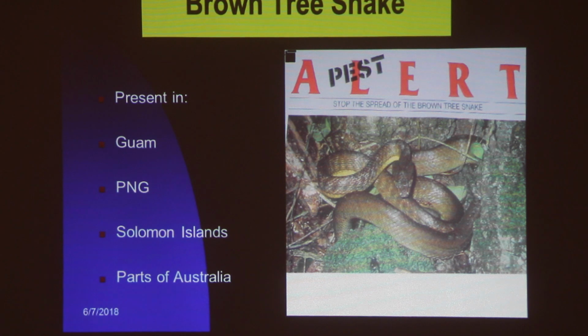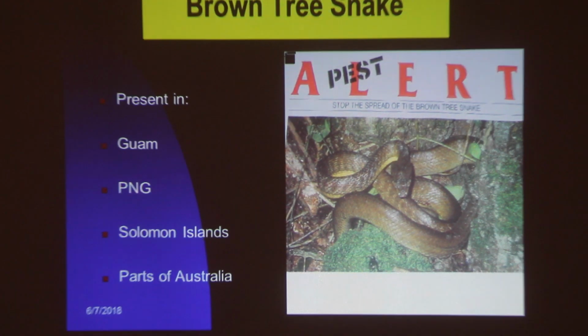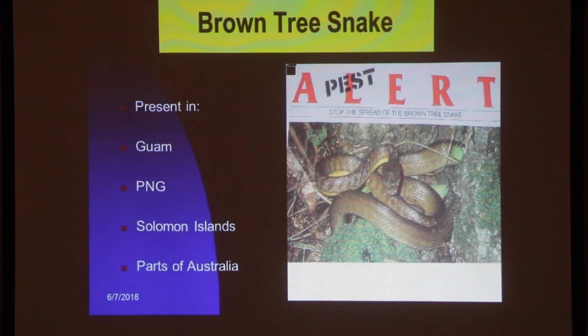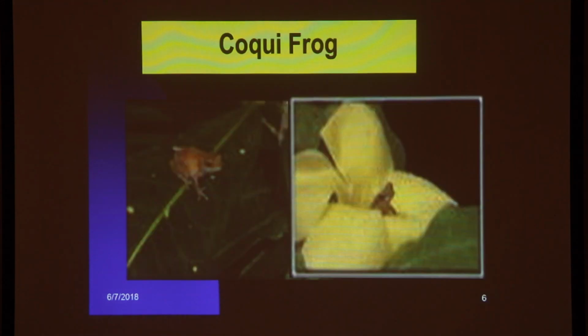Another very bad pest which we should be alert for is the brown tree snake. You may have heard that this snake is in Guam and is doing a lot of damage. It wiped out 3 or 4 bird species, and it also kills chickens, and it's a big nuisance. So it's in Guam, PNG, Solomons, and parts of Australia.